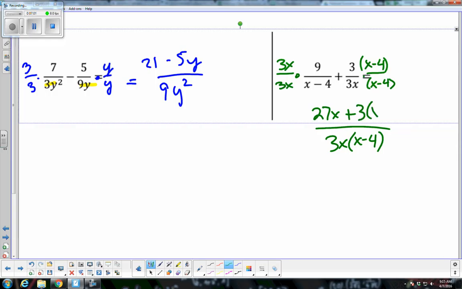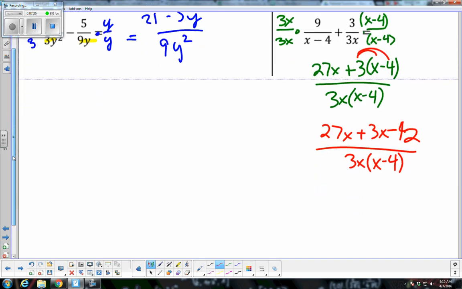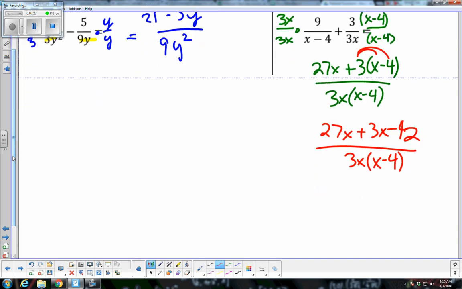Okay. So now what you would probably want to do to kind of simplify this a little more, distribute this 3 in. So you're going to have 27x plus 3x minus 12, that's a 12. All right. Divided by 3x times x minus 4. Okay, so that's not too bad. I got some like terms that can be combined. 27x and 3x, that's going to give you 30x minus 12 divided by 3x times x minus 4. Okay, good stuff. And you're done there.